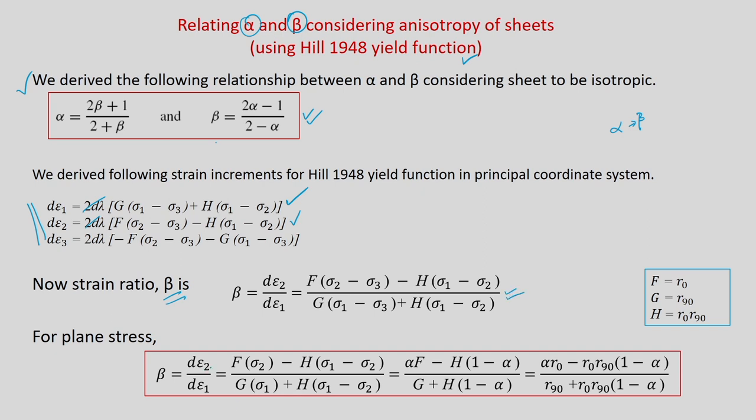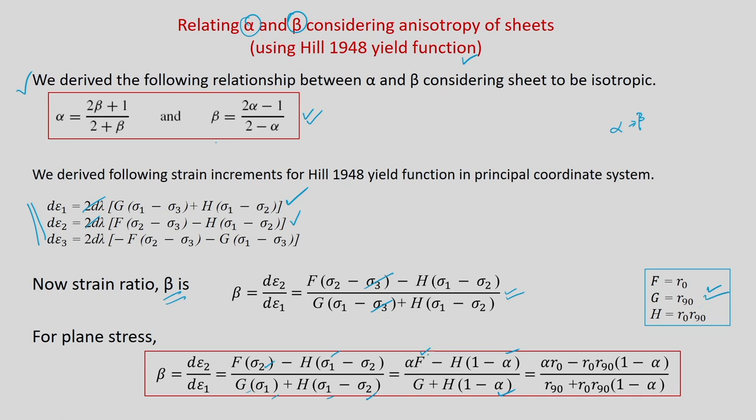Now, how are we going to write it here? For plane stress, sigma 3 goes off, right? So, f into sigma 2 minus h into this, g into sigma 1 plus h into this. Now I am going to divide by sigma 1 so that I get alpha, sigma 2 by sigma 1. So, alpha into f minus h into this becomes 1, this becomes alpha, g into 1 plus h into 1 minus alpha. So, now we have derived it already.